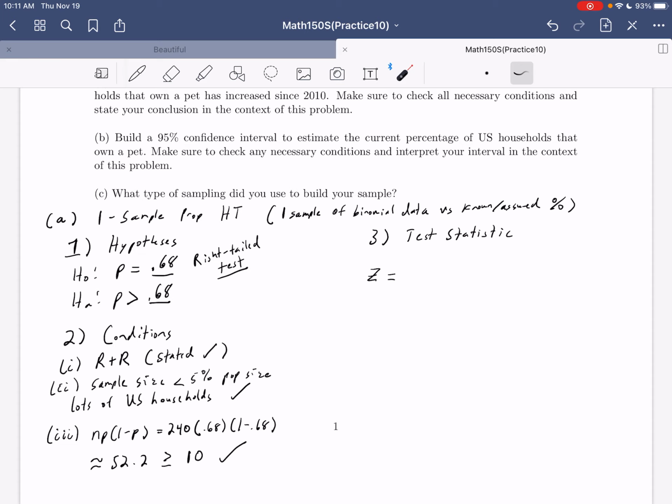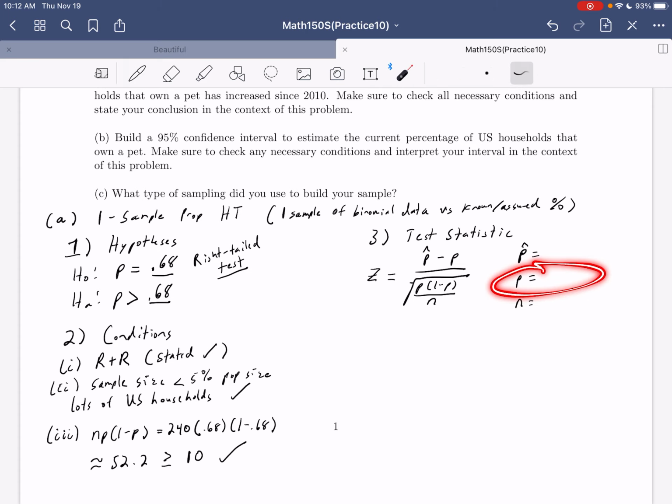That also means that when we get to step 4, the p-value, we get to use table A rather than table C. So what is the formula then here? Well, remember it's p hat minus p over the square root of p times 1 minus p divided by n. So that means we need to know what p hat is, what p is, and what n is. So there are 3 things to know for this formula.